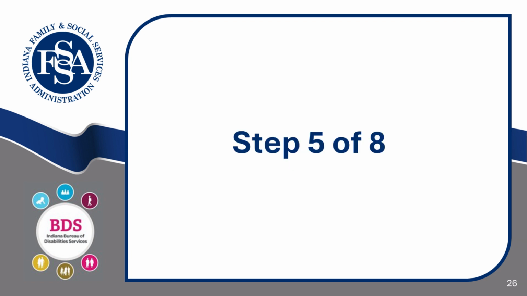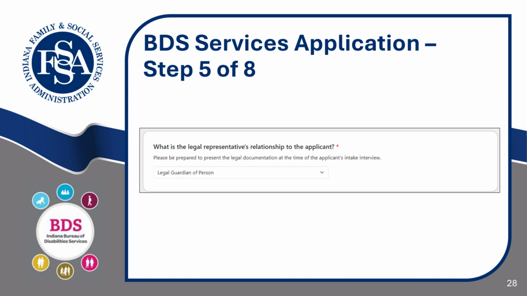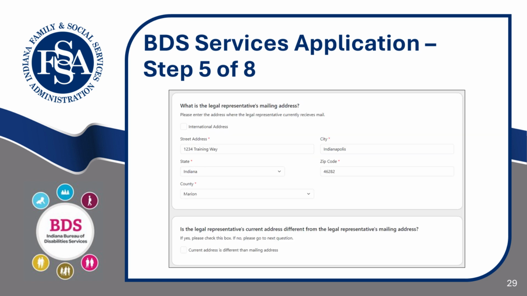Step 5 of 8. Step 5 begins by asking for the legal representative's name. Next, you are required to choose the legal representative's relationship to the applicant. Next, enter the legal representative's mailing address. If applicable, check the box to indicate that their current residential address is different from their mailing address. Then enter the current address.